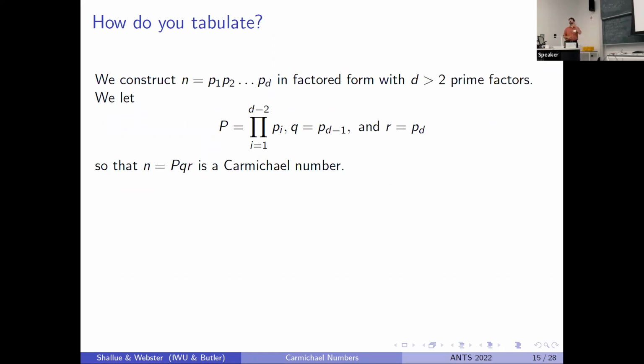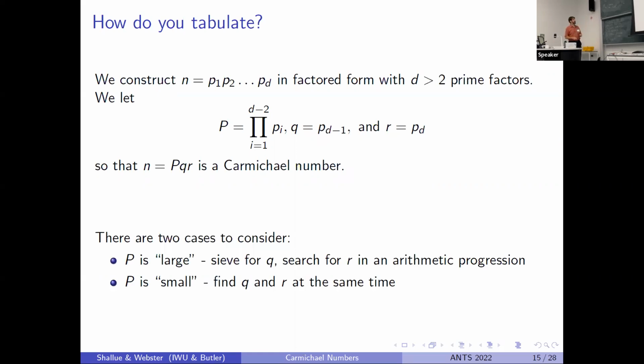So this is now giving some notation on things I said earlier. We're going to construct Carmichael numbers in factored form. D is going to be the number of prime factors. We know that D has to be at least 3. Can't have Carmichael numbers with 2 prime factors. And then we're going to construct a pre-product, and we're going to call the last 2 the completion primes, Q and R. We're trying to figure out what are candidates for Q and R, and then we're going to do tests to narrow in on them. And then we end up with these 2 cases to consider.